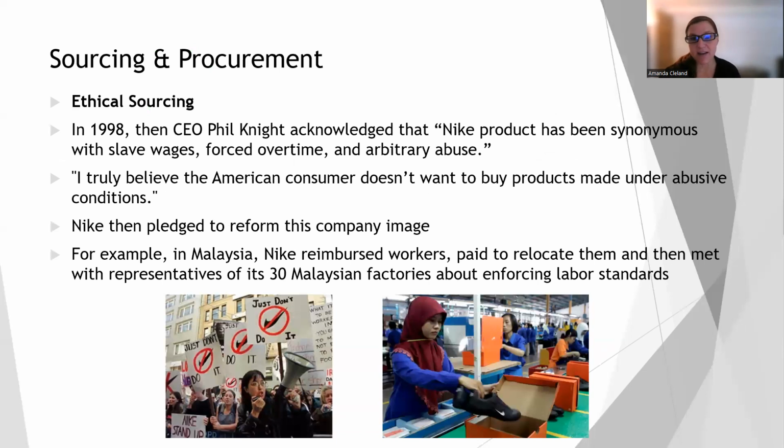So in 1998, the then CEO, Phil Knight, acknowledged that the Nike product had become synonymous with slave wages, forced overtime, and arbitrary abuse. So he came out and he said, yes, we're aware of what happened with our suppliers. And he also noted, I truly believe the American consumer does not want to buy products made under abusive conditions. And then Nike pledged to reform this company image. So they wanted to get away from what is considered unethical sourcing.